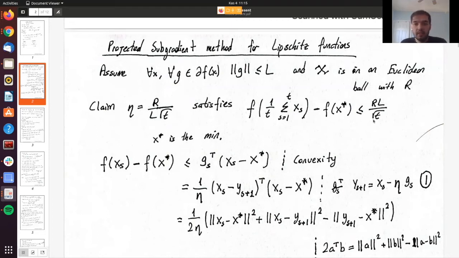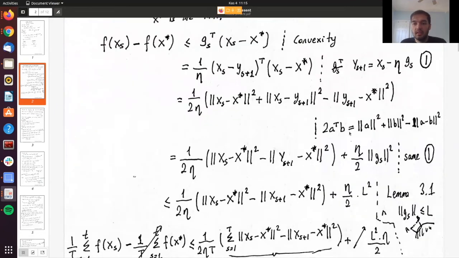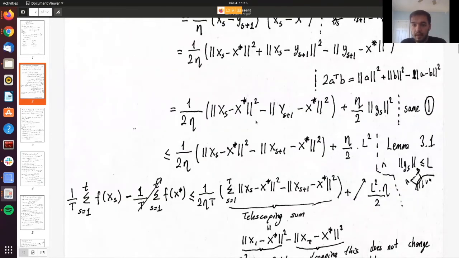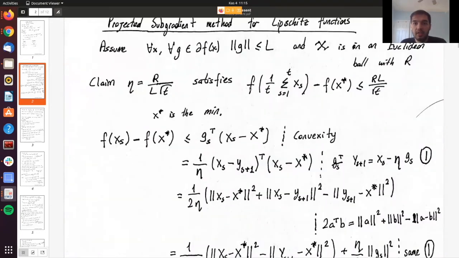So here is the claim. If the learning rate is this, we will have a bound for our suboptimality, which is smaller than RL over square root of t, where x star is the solution. Here is how we derive this. We use convexity and the non-square distribution, and then the important thing is here, our gradient.